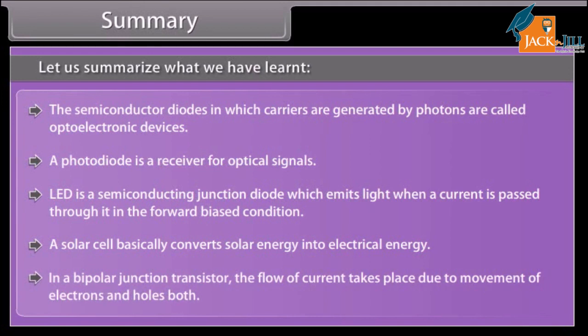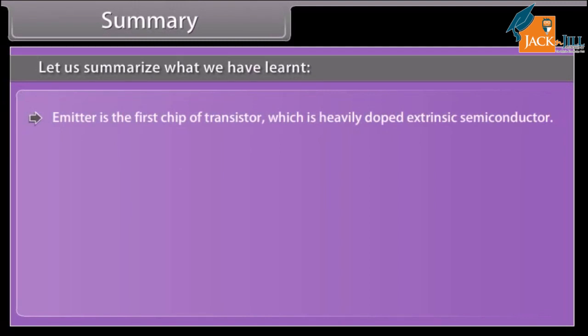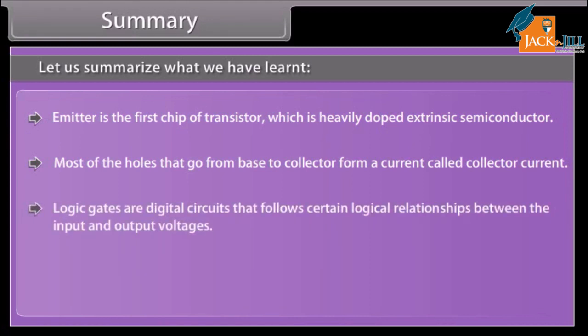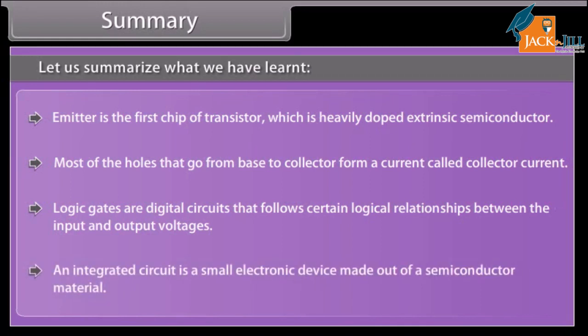In a bipolar junction transistor, the flow of current takes place due to movement of electrons and holes both. Emitter is the first chip of the transistor, which is a heavily doped extrinsic semiconductor. Most of the holes that go from base to collector form a current called collector current. Logic gates are digital circuits that follow certain logical relationships between the input and output voltages. An integrated circuit is a small electronic device made out of a semiconductor material.